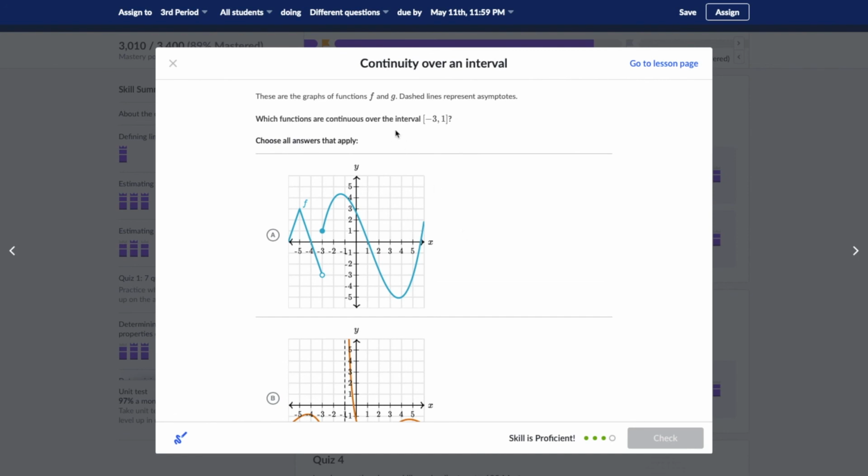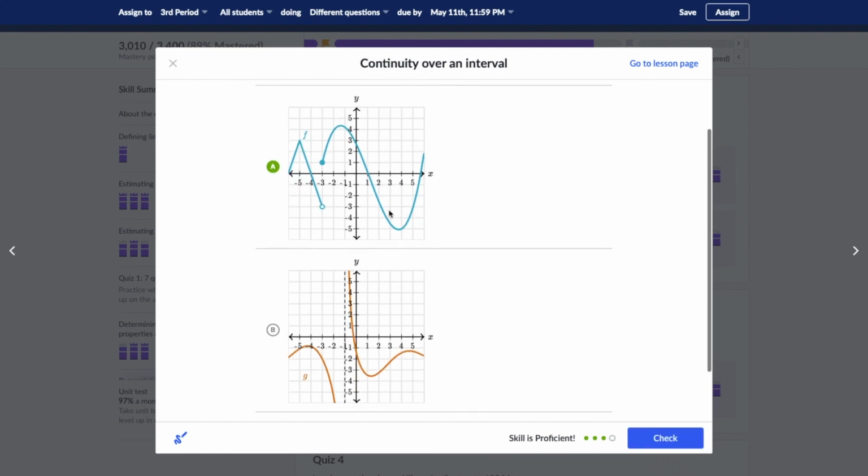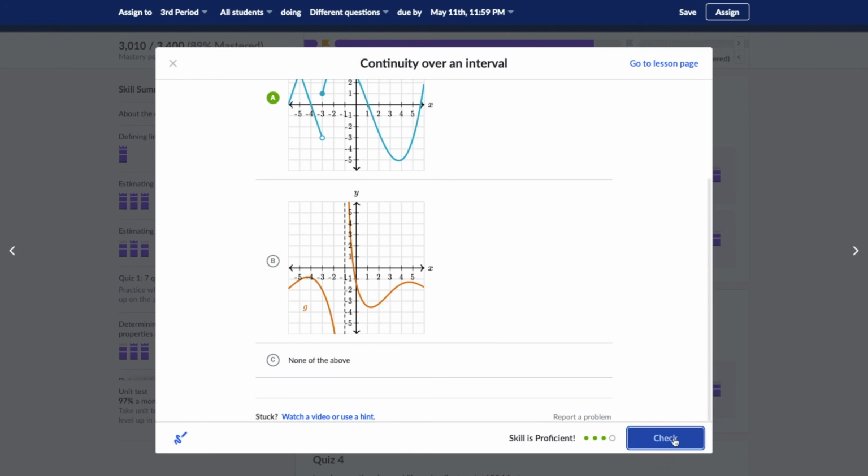All right, so which ones are continuous from -3 to 1? Again, from -3 to 1. This one is because the closed circle's on the endpoint that I care about. From -3 to 1, this time I encounter a big infinite discontinuity. So definitely not.